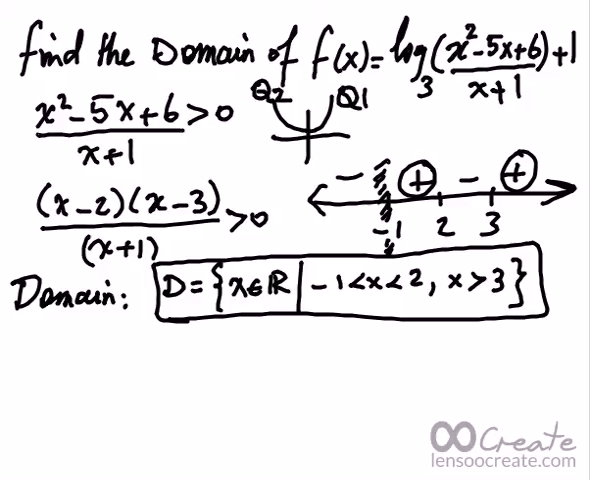Therefore, as x goes to negative infinity, the numerator is positive, and since x plus 1 is linear, which starts in quadrant 3, we have a positive over a negative, which makes a starting negative sign. And then we swap to positive, then negative, then positive, and as you see here, the domain exists between negative 1 and 2, and greater than 3.